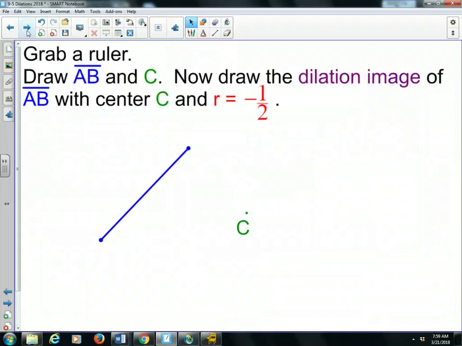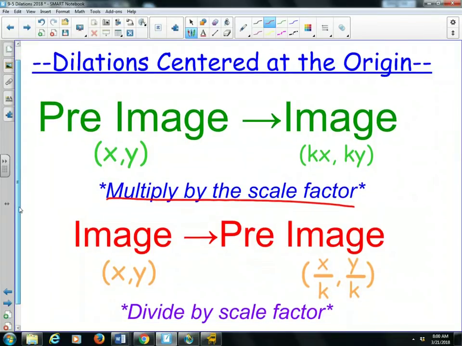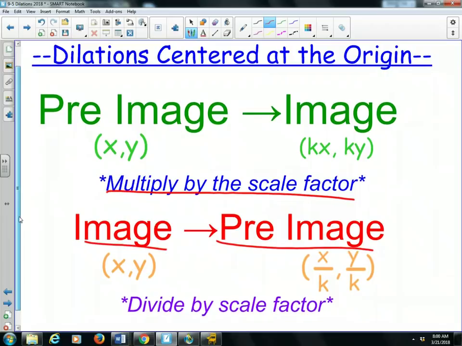All right, let's get into some example problems. We're going to skip this one and do that one in class tomorrow. If I want to find the image when I'm given the preimage, I could simply multiply by the scale factor. If I want to find the preimage when I'm given the image, I'm just going to divide by the scale factor.